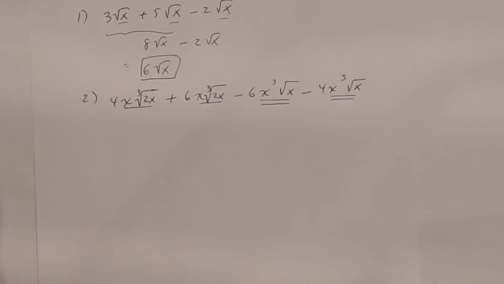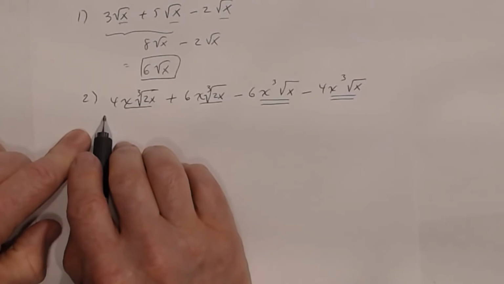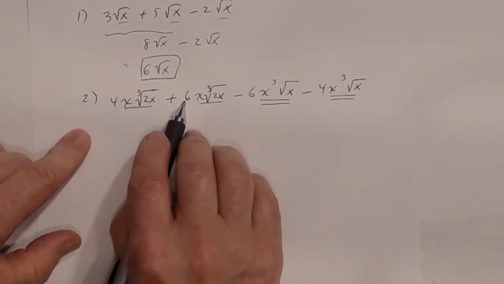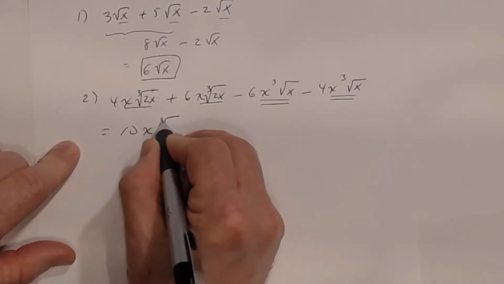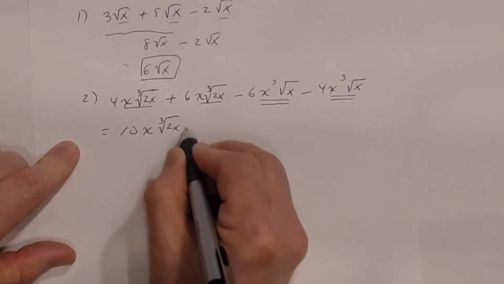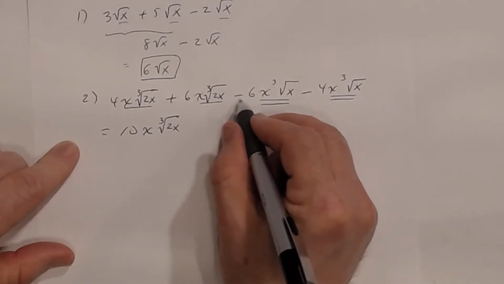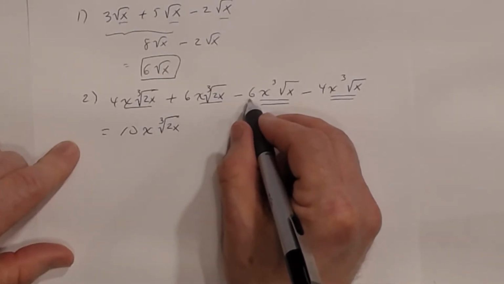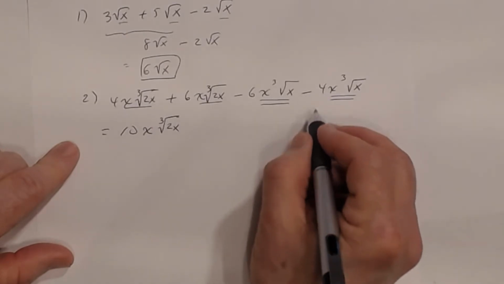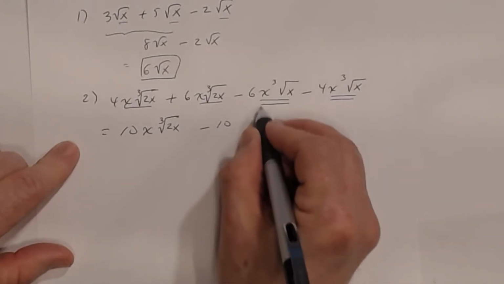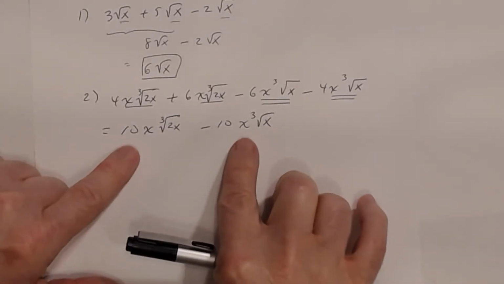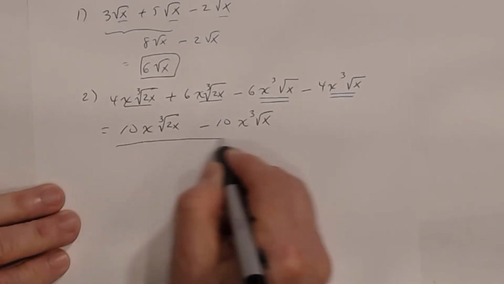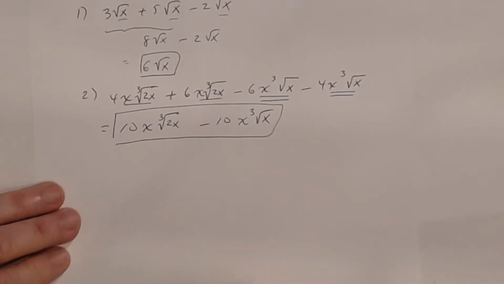So if they're like terms, I can combine them just by looking at their coefficients. 4 plus 6 is 10. So this is 10x cubed root of 2x. Over here, now be careful, this is a negative 6. I have a negative 6 here and a negative 4 here. So that's a negative 10x cubed square root of x. And those are not like terms, so I'm done. This is your answer. Okay?